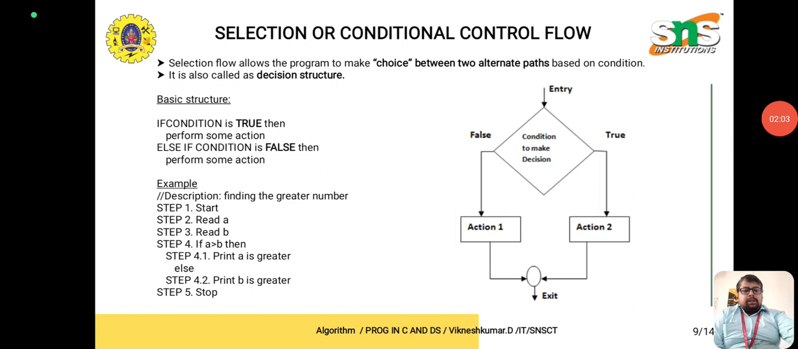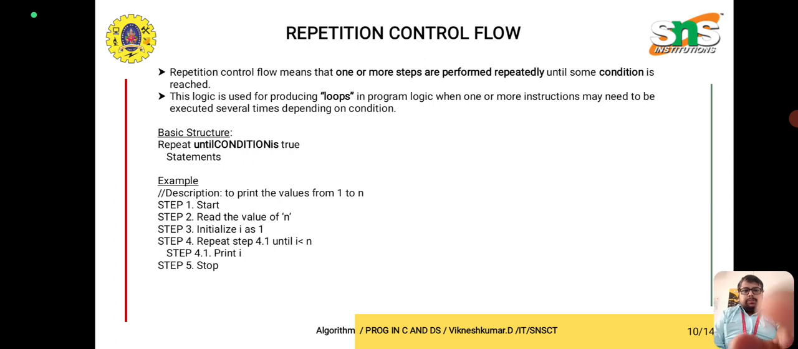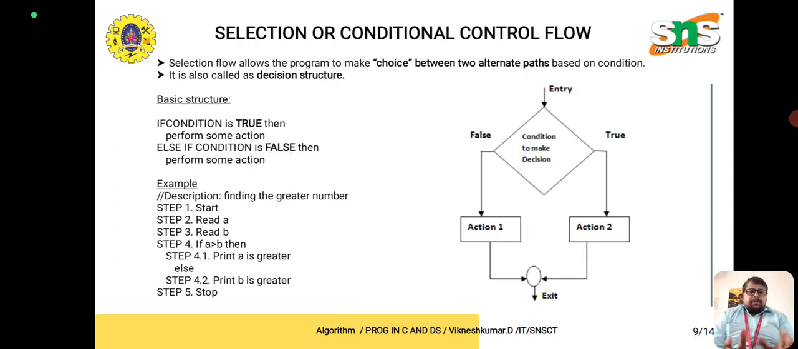Next, we are going to see about selection or conditional control flow. A selection flow makes a choice between true or false. If the condition is true, it goes to action 1. If the condition is false, it goes to action 2. For example, in this algorithm, when the condition is true, action 2 will be performed. When the condition is false, we go to action 1, and action 1 will be performed.